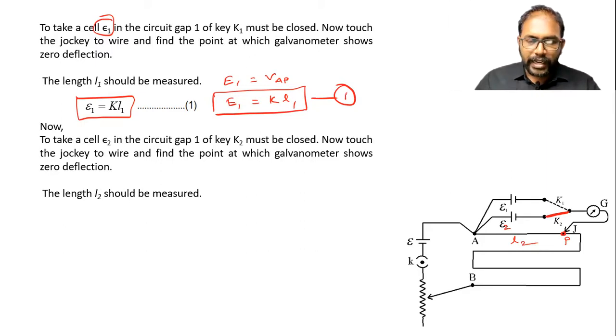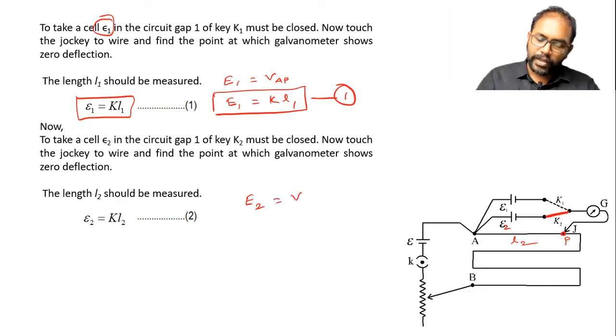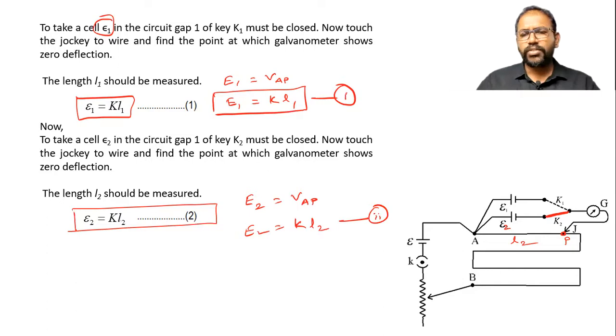As we get length L2, we can write that EMF E2 balances the potential across this AP. And you know that by the principle of potentiometer, we can write VAP is equal to K L2. So this is equation number 2. You can see here it is written directly. So this is equation 2.